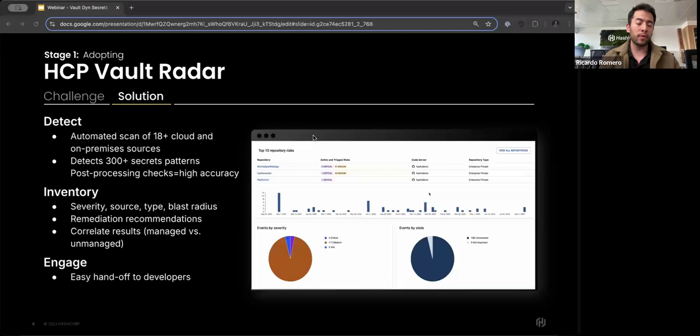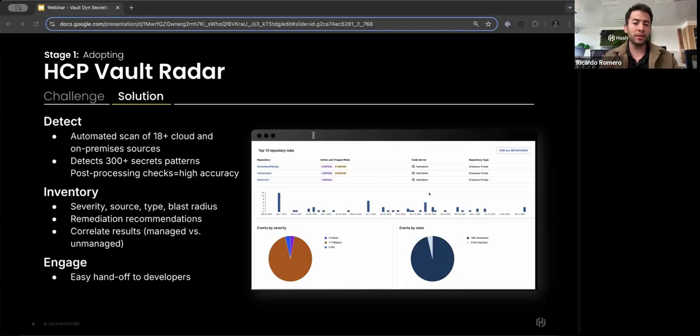This is where HCP Vault Radar comes into play. Radar enables administrators or other operators to scan the most commonly used data sources. The results of these scans are presented in a dashboard like the one you're seeing right now in HCP. You get a prioritized overview of the issues that were discovered. This prioritization, what we call severity ranking, is very important because it allows you to prioritize which issues to triage and remediate first.